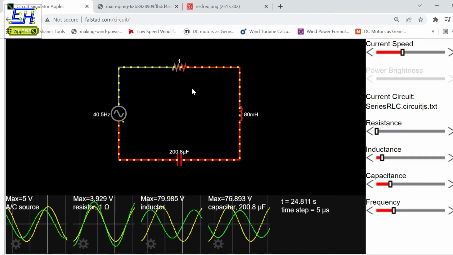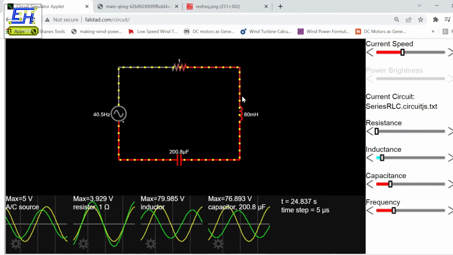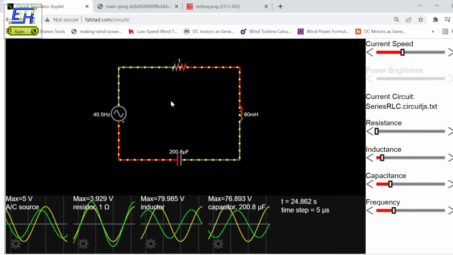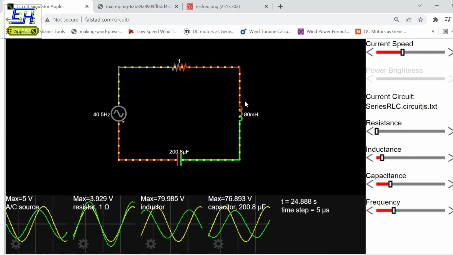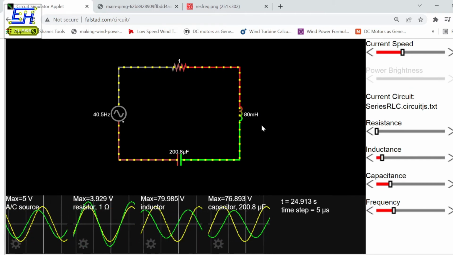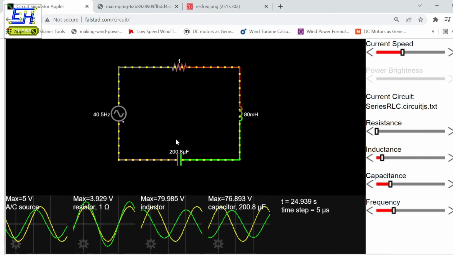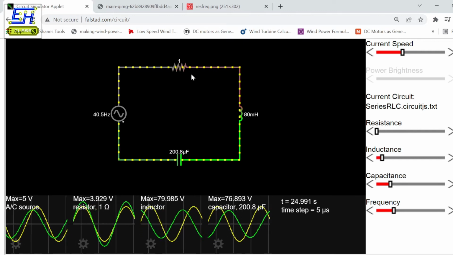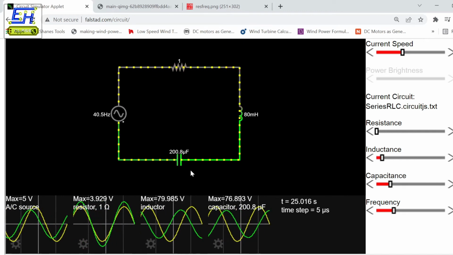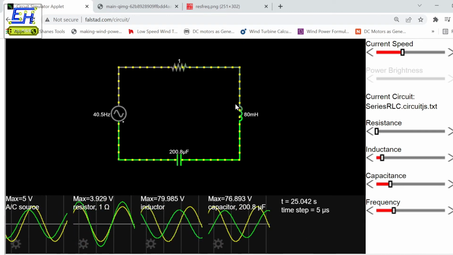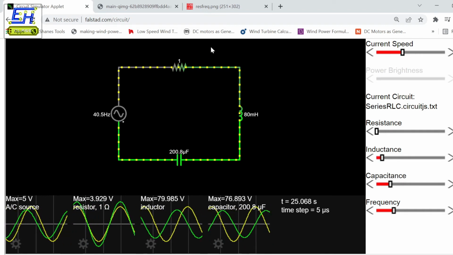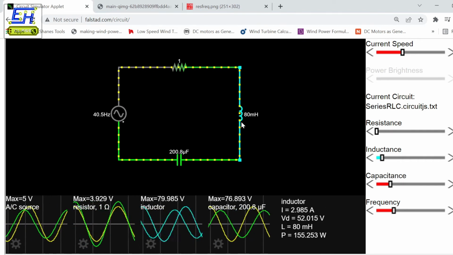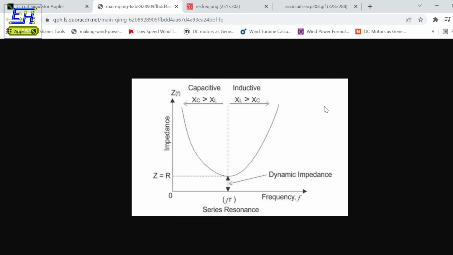Otherwise, at non-resonant frequencies, these elements will produce some reactance. Either it will be inductive reactance or capacitive reactance. It will be combined with the resistance to offer a greater opposition to the current, and that's why resonance is the only condition where we get the maximum current flowing through the circuit. This chart indicates the variation of overall circuit impedance with the change in frequency.